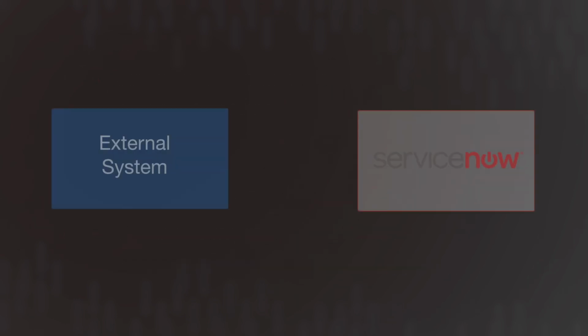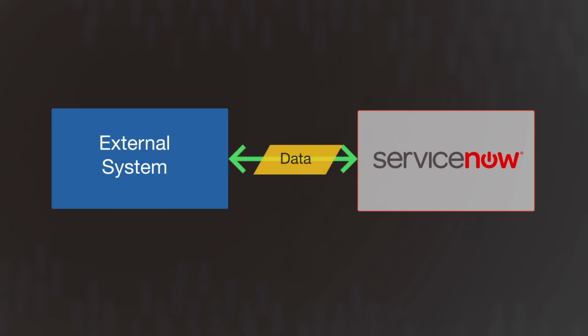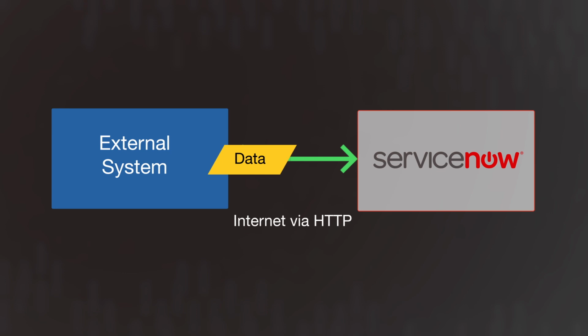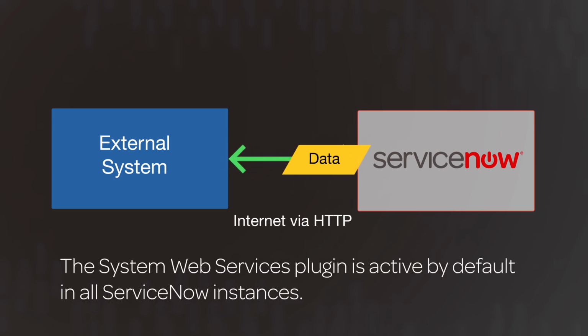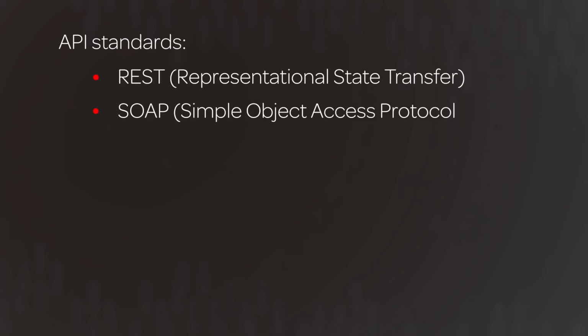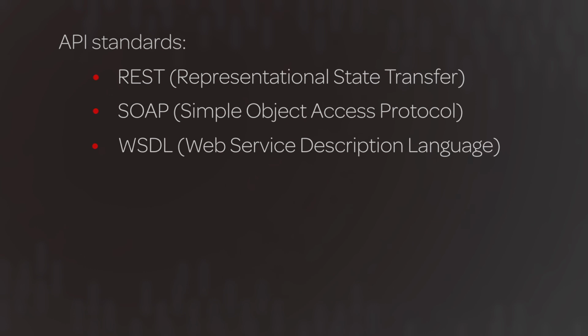Web services allow different software systems to exchange data with each other over the Internet through Hypertext Transfer Protocol, or HTTP. In the ServiceNow platform, web services are typically used to integrate with external systems. The required System Web Services plugin is active by default in all ServiceNow instances. ServiceNow Web Services Application Program Interfaces, or APIs, adhere to REST, SOAP, and WSDL standards.